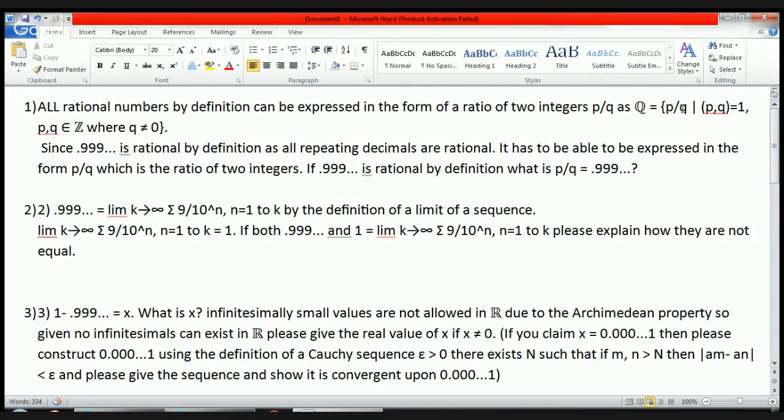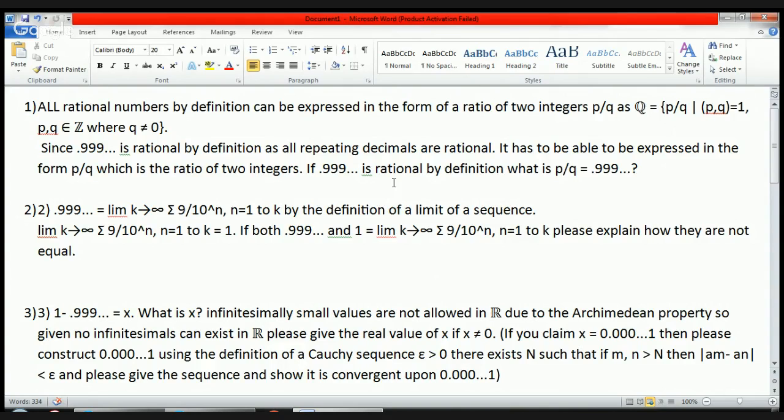So because all repeating numbers are defined as rational, you have to be able to express 0.99 repeating in the form of p over q, 1 integer over another. What are those 2 integers? Well, obviously, if you don't think 0.99 repeating is equal to 1, you can't answer this question, because the 2 integers that work for this are 1 over 1. So 1 over 1 equals 1, but 1 over 1 also equals 0.99 repeating.